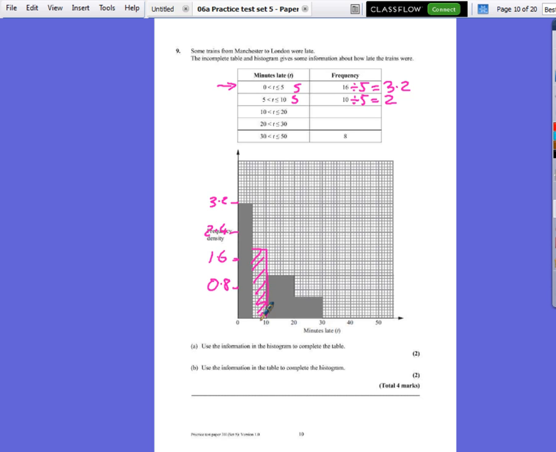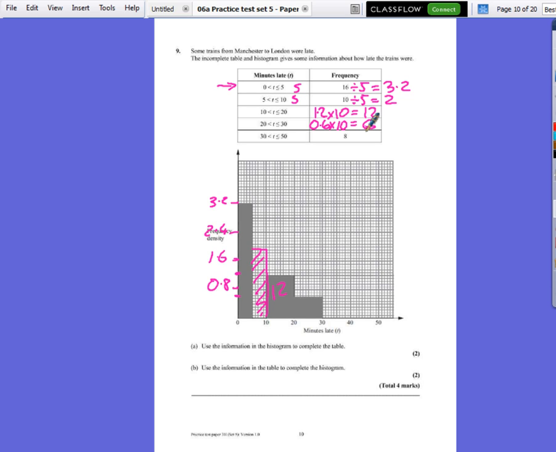We can use the third bar to work out what the frequency should be for the third section. So the height of that third bar is just there, and that is about 1.2. So we want to be doing 1.2 times the width of the bar, which is 10. So that will give us a frequency of 12 for that third bar. Again, we've got the fourth bar, so we can use the height of that. The height of that is 0.6. So we want to be doing 0.6 times the width of the bar, which again is 10. So that will give us a frequency of 6.